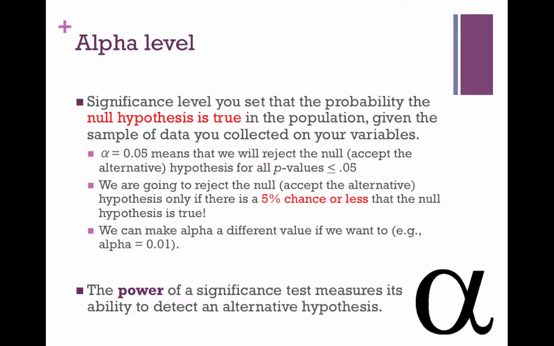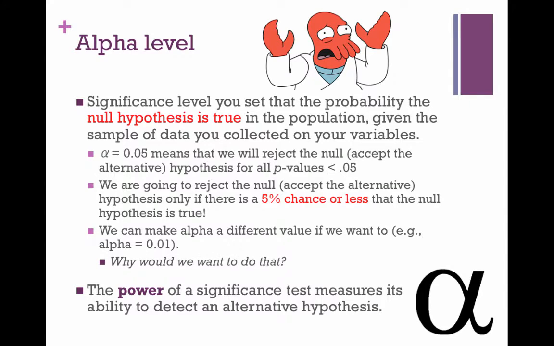0.05. And we'll talk about how we get our p-values, where we get those, and what they mean in the next slide. But really what this means, when we have our alpha level at 0.05, is that we are going to reject the null hypothesis only if there's a 5% chance or less that the null hypothesis is true. Because we set our significance level, we can make alpha any value that we want. Another common alpha level that you may see is 0.01. But why would we want to do that? Why would we want to make our alpha level 0.01 instead of 0.05?